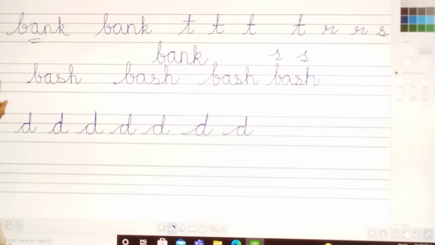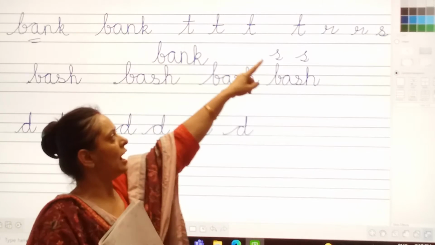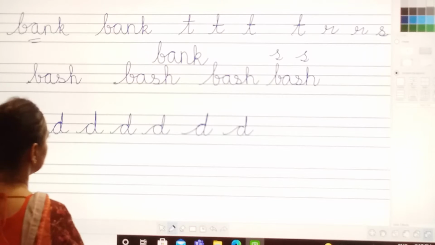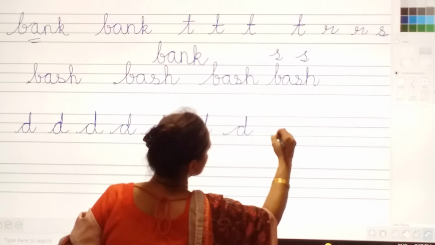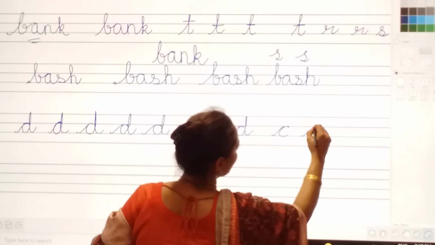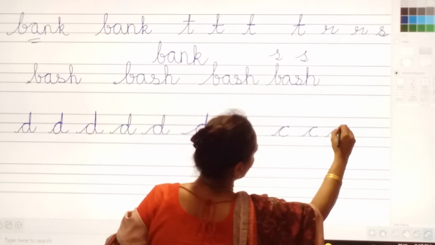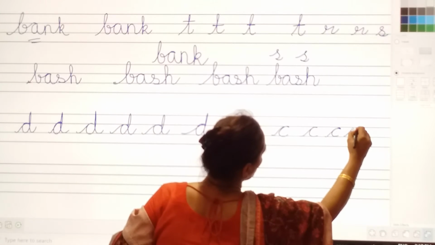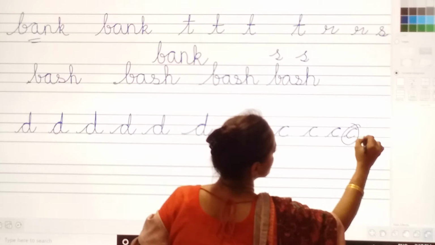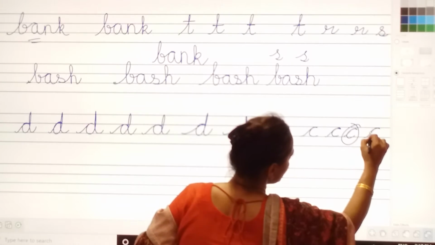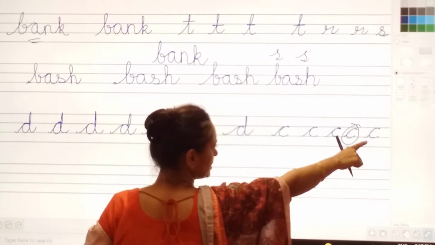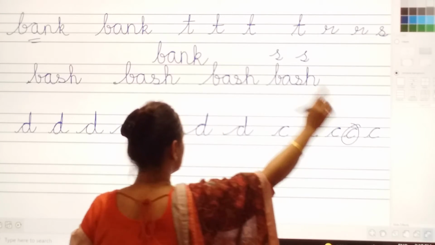Bank, bash, D, T, R, S. This much we have learned. Now we move to the another one. This is small cursive C. C for cat. C for cock. C for cut. This is the wrong formation. How you will write? C in this way. It should touch the line. Okay, got it? This is the correct formation of C.